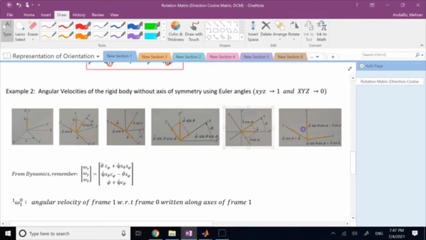So here we did a bunch of projections and geometry, and I showed you that the resulting angular velocity should be like this: theta dot cosine phi plus psi dot sine phi sine theta, and then psi dot sine theta cosine phi minus theta dot sine phi, and then phi dot plus psi dot cosine theta. Okay, that's what I have.